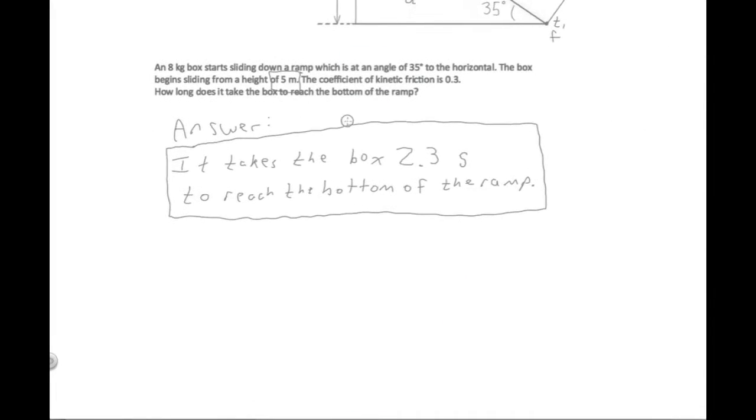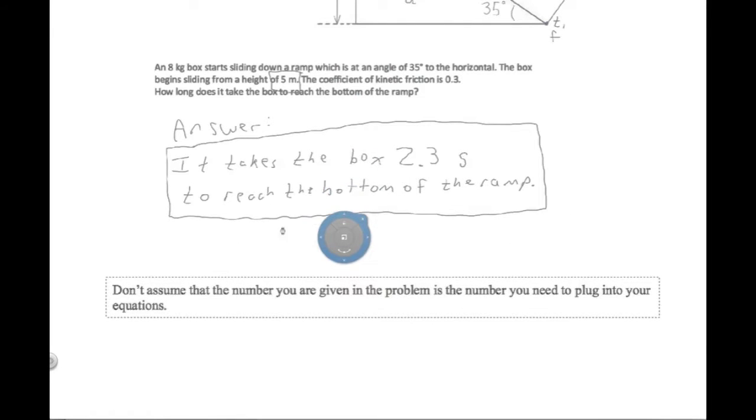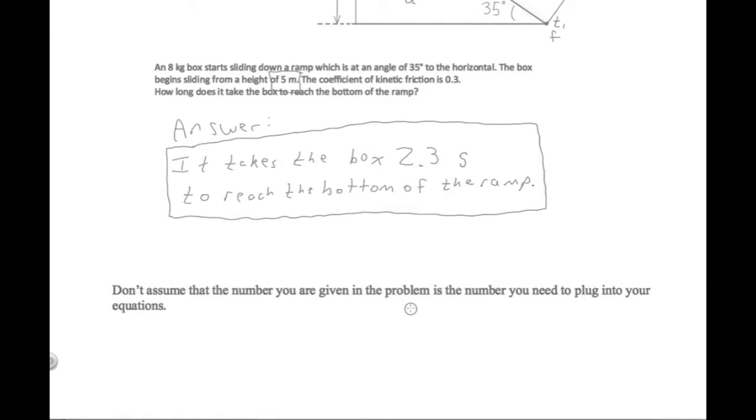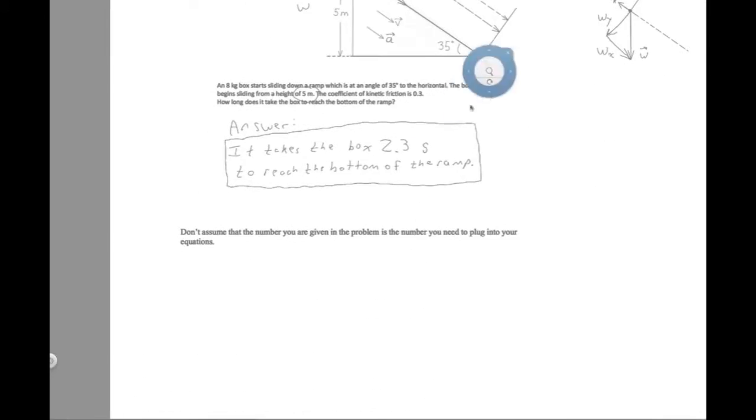So the moral of that trap, to avoid that trap, you need to understand this idea. Don't assume that the number you're given in the problem is the number you need to plug into your equations. We were given the number 5 meters in the problem, and that has the right units for delta x. But we don't want to plug in 5 meters for delta x. It would be a mistake to plug in 5 meters for delta x in our kinematics equation, even though it has the right units. That's one of the traps in this problem.